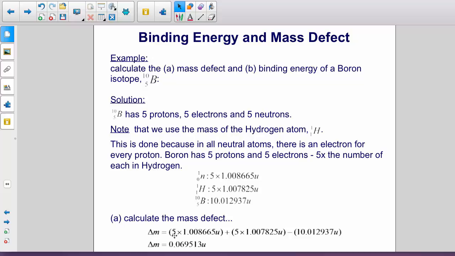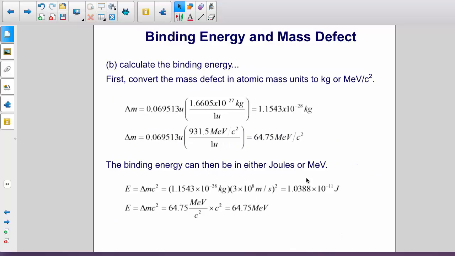The mass defect is going to be the difference between the sum of the free particles' masses and the mass of the boron 10. So we have 5 hydrogen masses plus 5 neutron masses minus a boron 10 mass. The result, we have a mass deficit, delta M, of 0.069513 atomic mass units. The second part of this problem is to find the binding energy. First, we're going to convert the mass deficit in atomic mass units to kilograms or million electron volts per c squared, or MeV per c squared.